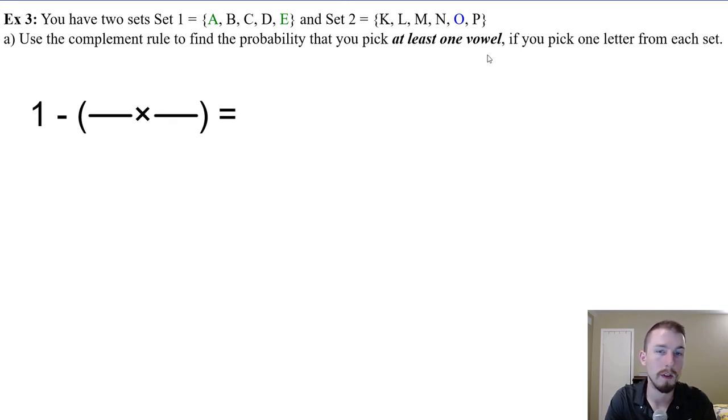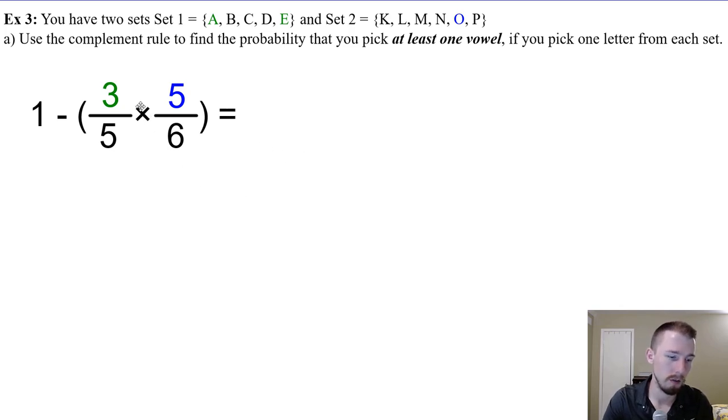So what we're going to do is find the probability that we pick one from each and we don't get a vowel, and then we're going to subtract it from 1. So from the first set, there are 5, and out of those 5, there are 3 of them that are not vowels. And then from the second set, there are 6 altogether, and there are 5 of those that are not vowels. So if we multiply the probability that from the first one there's no vowels and no vowels from the second one, then we subtract that from 1. That'll give us the probability that we have at least one vowel if we pick one from each set.